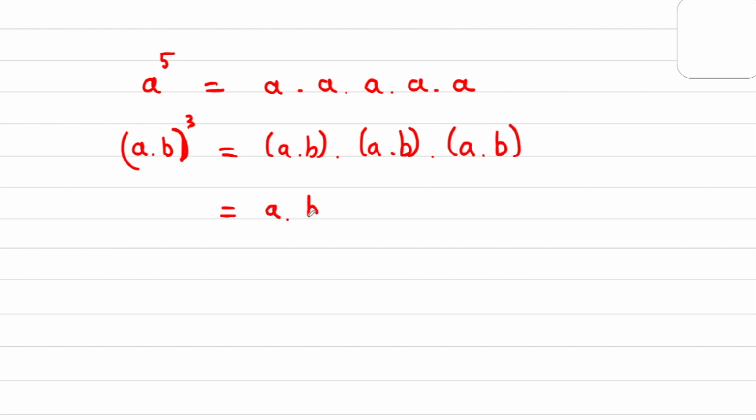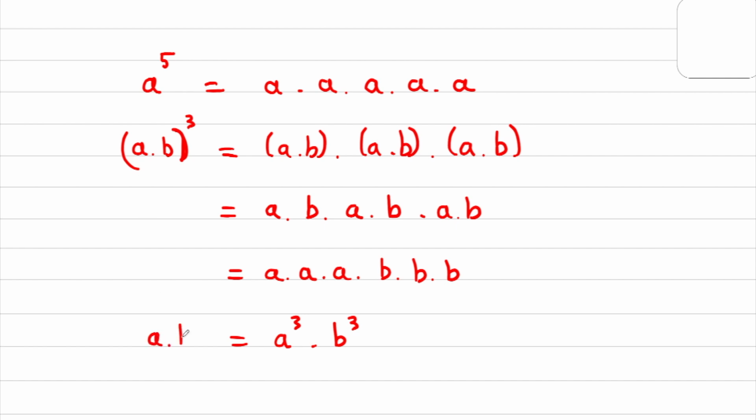You got A times B times A times B times A times B, 3 times, and then you can combine A times A times A, which is the same base number, and B times B times B, which is the same base number. After that, you got A to the power of 3 and B to the power of 3. So the shortened way of writing: (A times B) cubed equals A to the power of 3 and B to the power of 3. So we have a shorter formula for this writing.